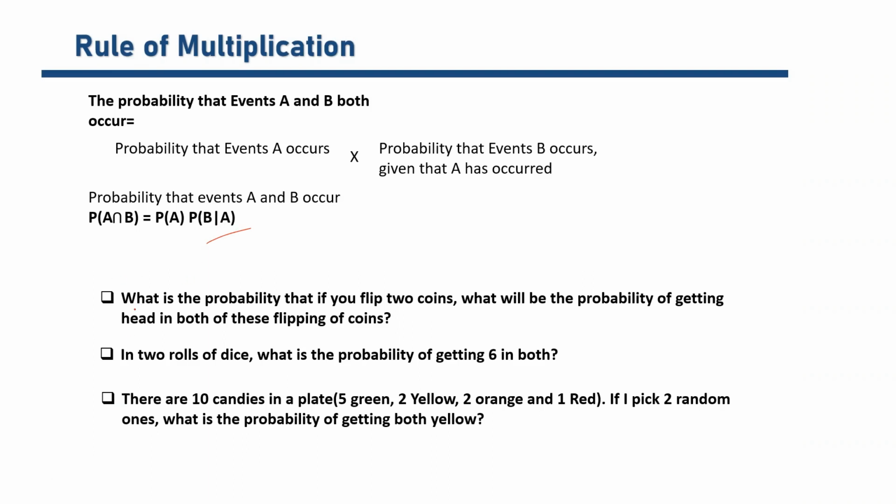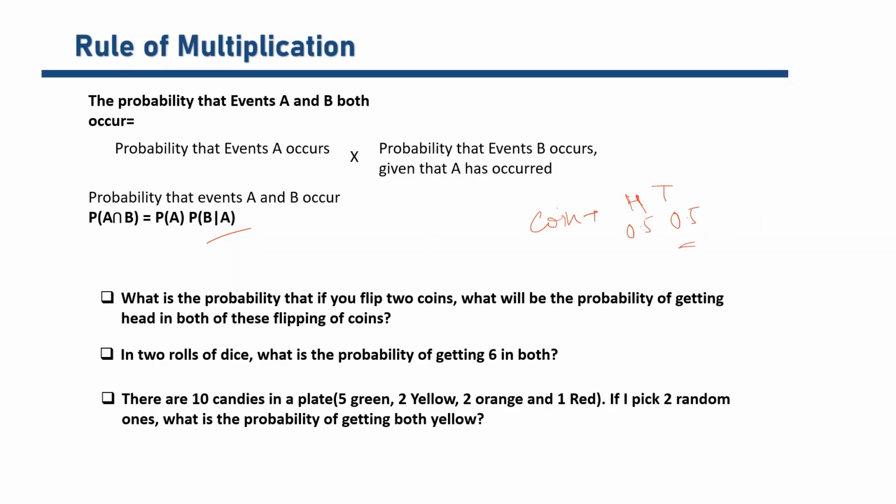So can someone tell me, if you flip two coins, what is the probability of getting head in both of these flippings of coins? Okay, so now if I flip one coin, there is going to be head and this is going to be tail, right? So probability of head is 0.5 and the probability of tail is also 0.5.